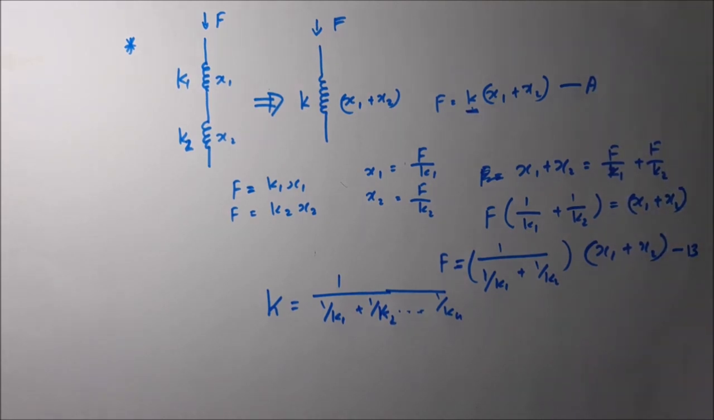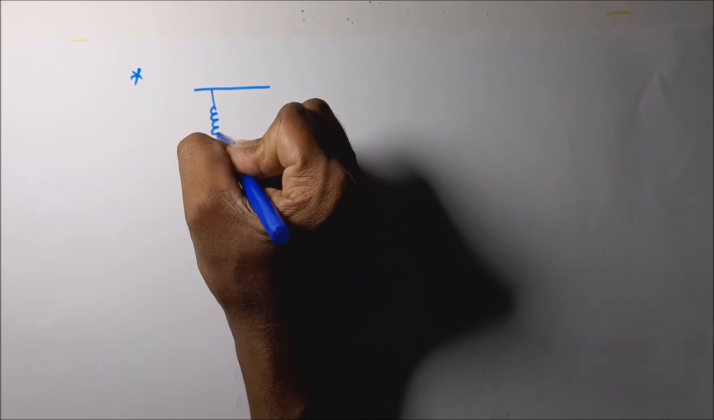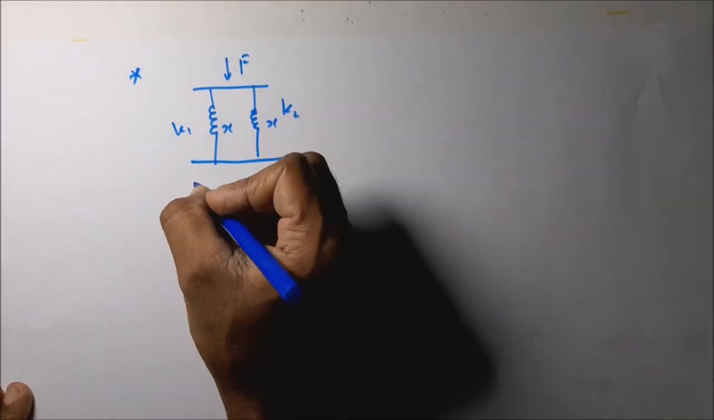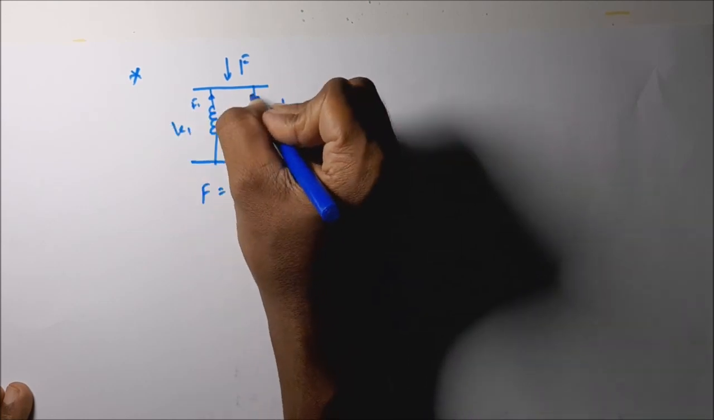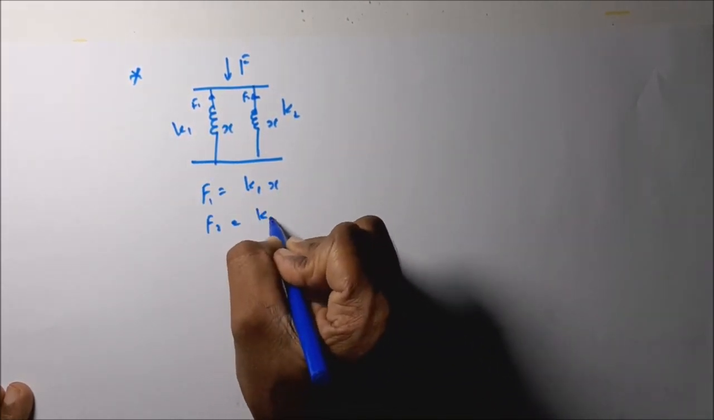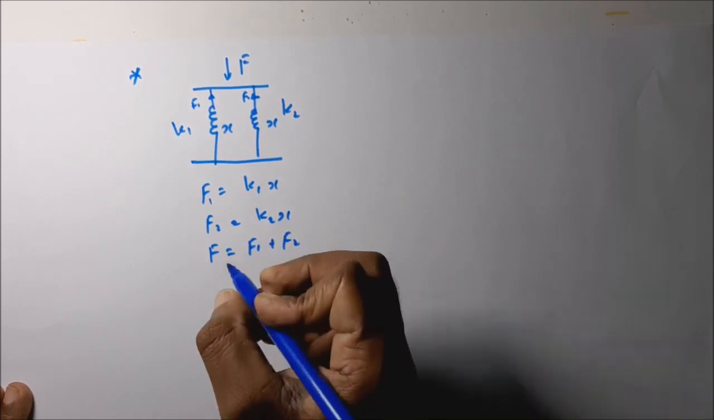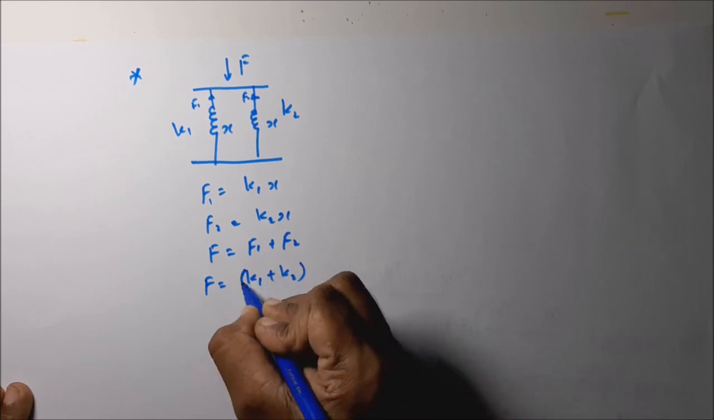Then what happens if the springs are connected in parallel? How do we get the equivalent stiffness? If the springs are connected in parallel, in this situation for K1 and K2 the displacement is equal to x. So F1 is equal to K1 x and F2 is equal to K2 x. Then F is equal to the addition of these two, F1 plus F2. So F is equal to (K1 plus K2) times x.